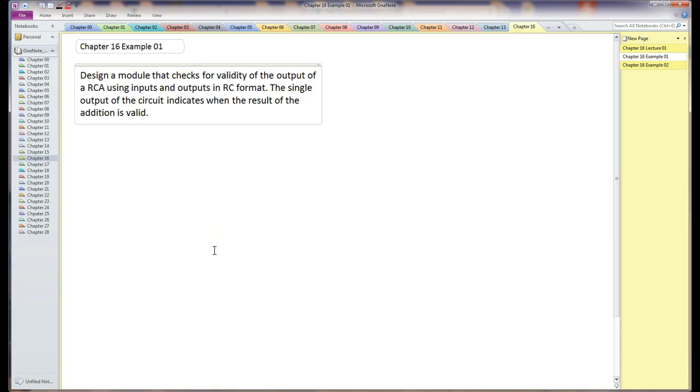This is chapter 16, example 1. The issue here is we're designing decoders, and all we need to do is come up with a table. And the idea is once we come up with that table, we can easily model it using an HDL. So we're stopping at the table.